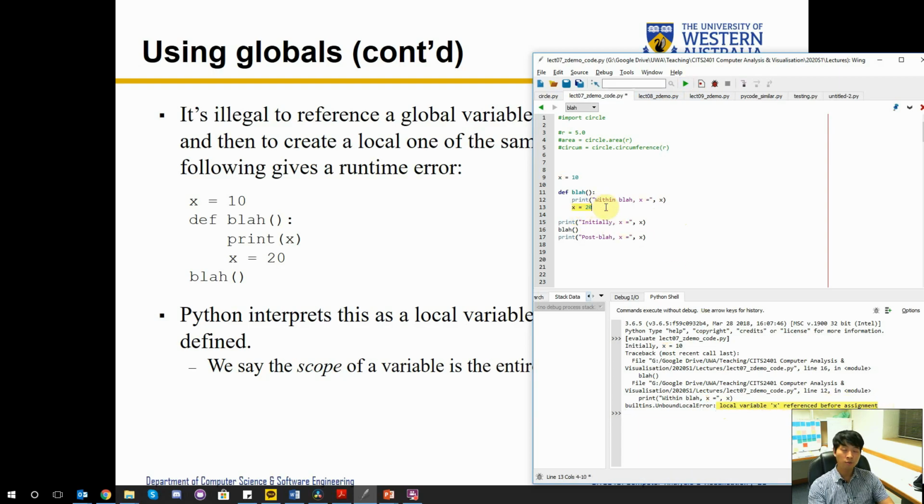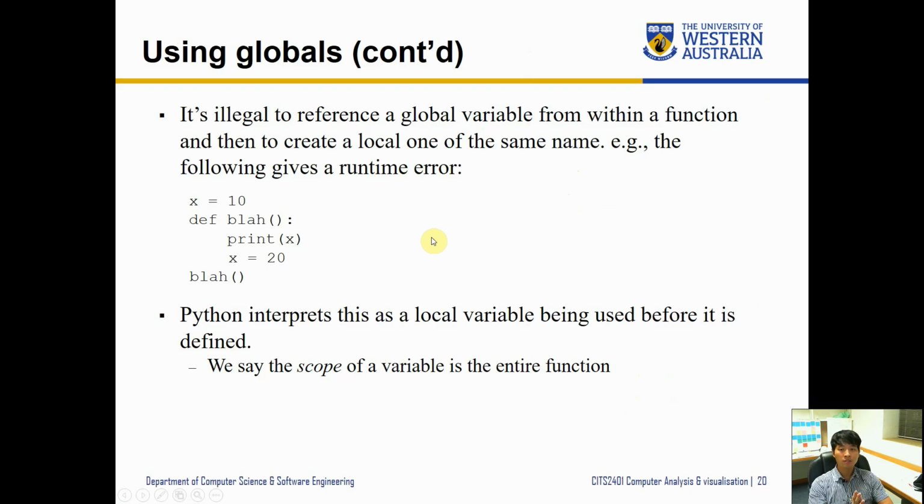So I'm creating a new variable called x, but I am trying to use it before it gets assigned. If it sees that this name is assigned inside the function, but I'm trying to use it before it gets assigned, it doesn't use the global variable value. Instead, it will try to use the local one, and then it's going to complain. So Python interprets this as a local variable being used before it is defined. We say the scope of a variable is the entire function. Don't worry too much about its meaning. Basically, it will try to use the local variable, and if it exists but it's not defined already, it will complain.